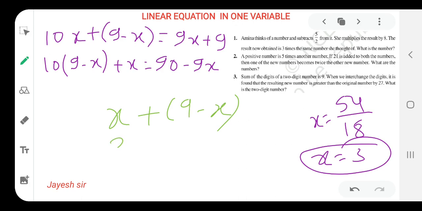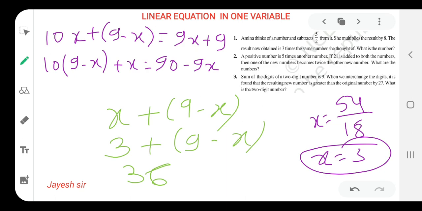The value of x we have found is 3, and the value of 9 minus x would be 6. So the number we have got over here is 36, and after interchanging the digits, we will get the other number as 63.